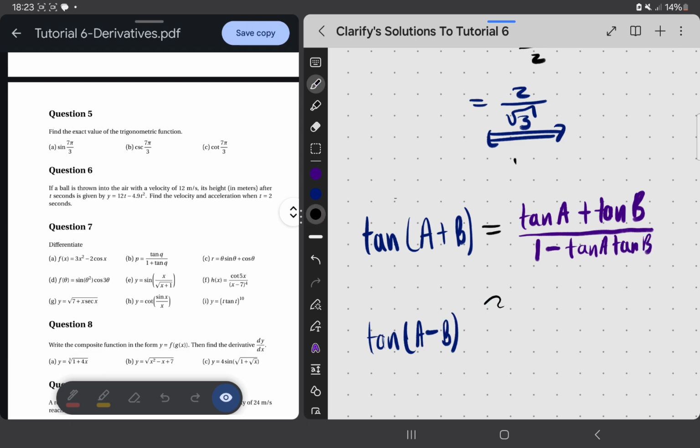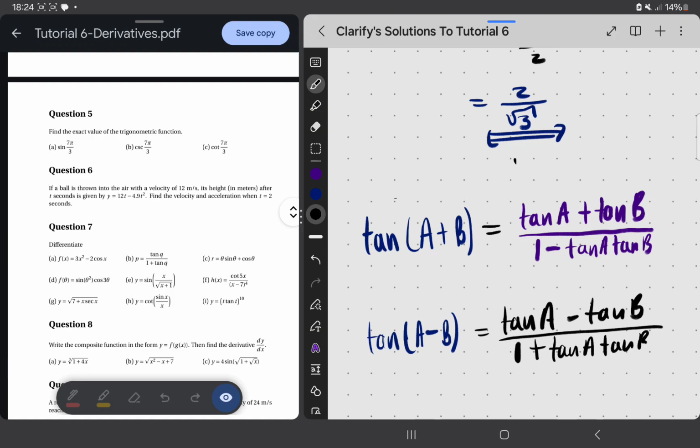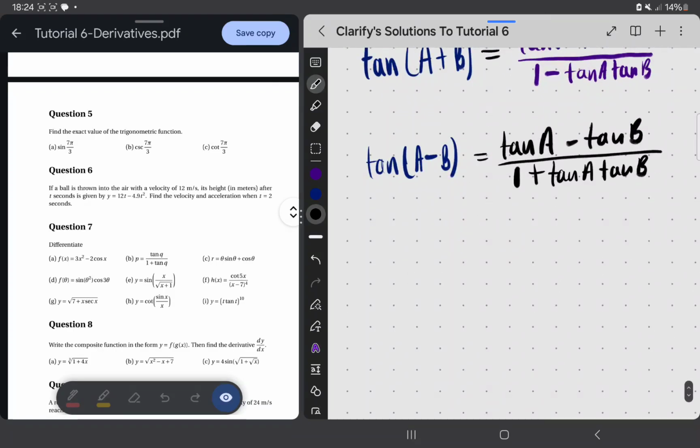Let's do it again. Let's do for a minus b. What is a minus b? We expand tan a minus tan b, okay? Then it's going to be over 1. But this is now a minus, so we say plus tan a tan b. Let's go ahead and see what it's going to give us.